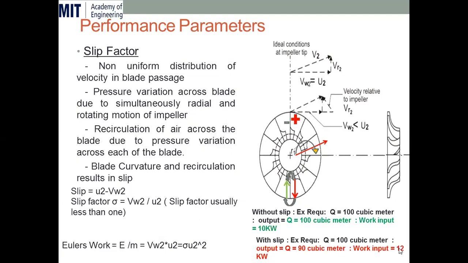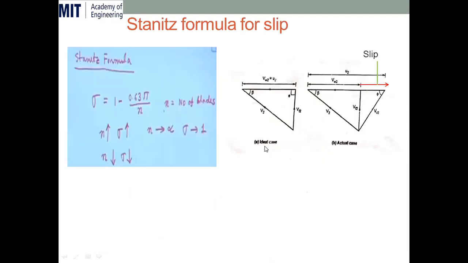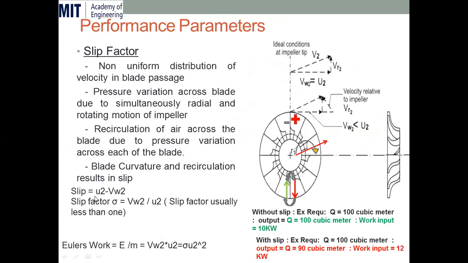Now the slip can be given as U2 minus VW2. We can see this from the velocity triangle. In the ideal case, the outlet velocity U2 is equal to VW2, which means VR2 is equal to VF2, but in the actual case you get this kind of triangle. This difference, U2 minus VW2, is given as the slip, as we just mentioned in terms of the formula.